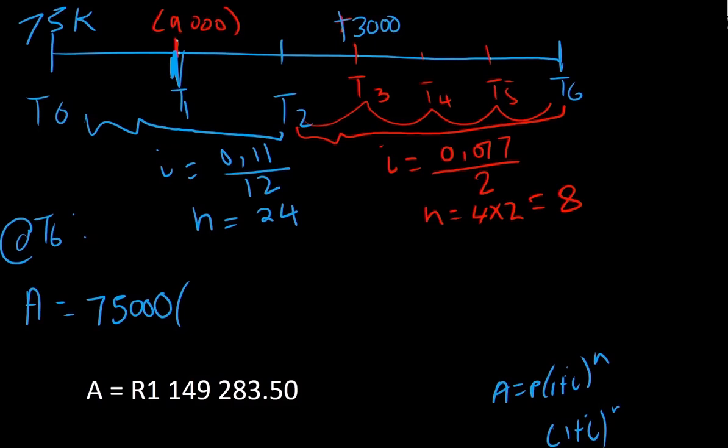So 75,000 Rand, I'm only going to grow it for a period of 12 months, just so that I get to that point there, and then I'm going to take the 9,000 out. So it's 11% compounding monthly. It's for a period of 12 months. When we get there, we're going to take 9,000 Rand out. So at that point, we subtract 9,000.